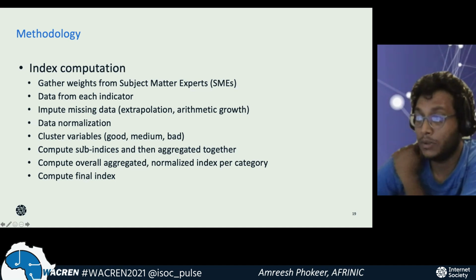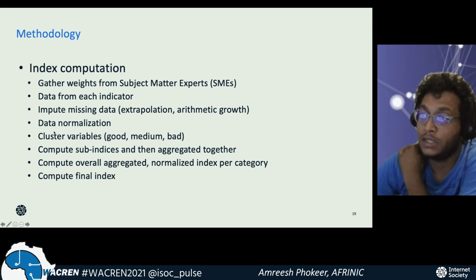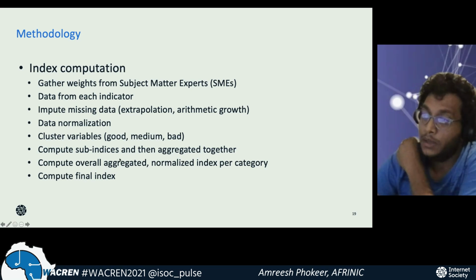Normalize the data so that we can compare like with like. For example, we should be able to compare the resilience of Lesotho versus Nigeria, even if they are two different countries with two different landscapes. Of course, we will have sub-indices as well that we will aggregate together, and at the end we will aggregate and compute a final index.